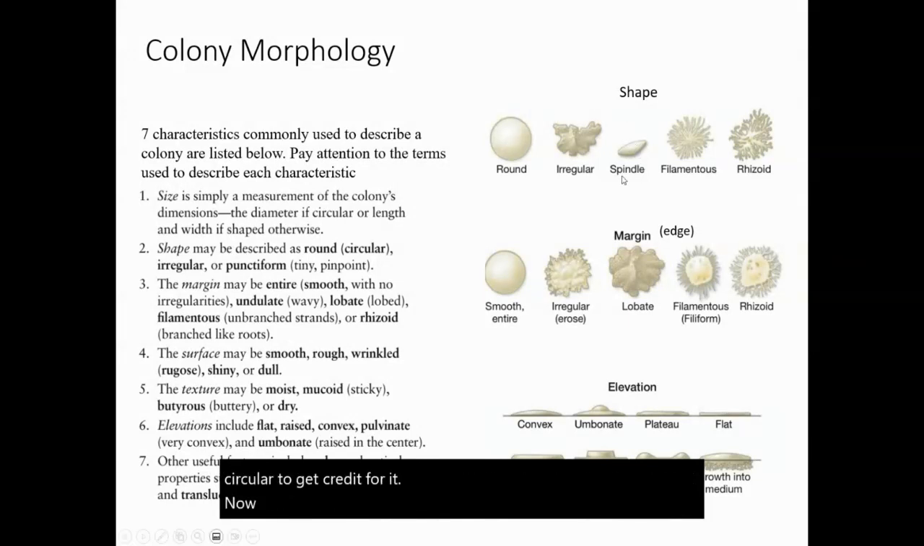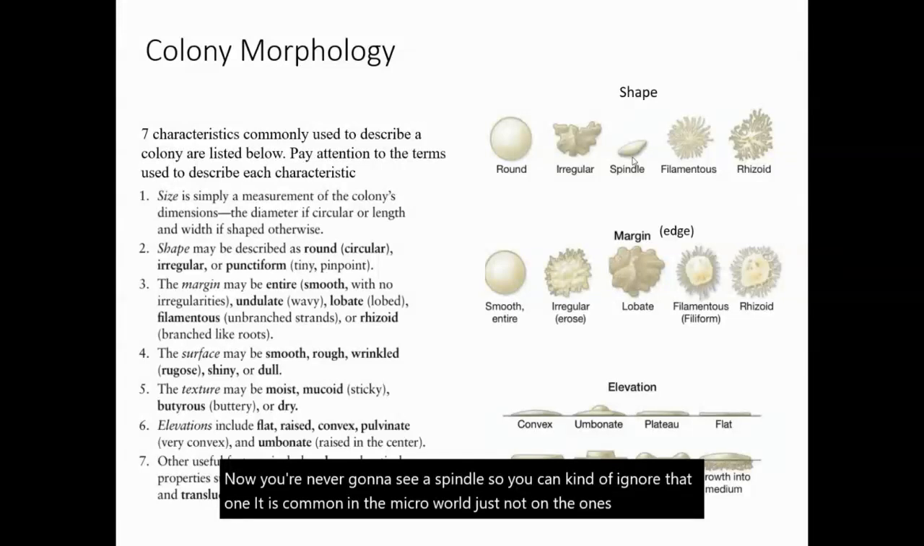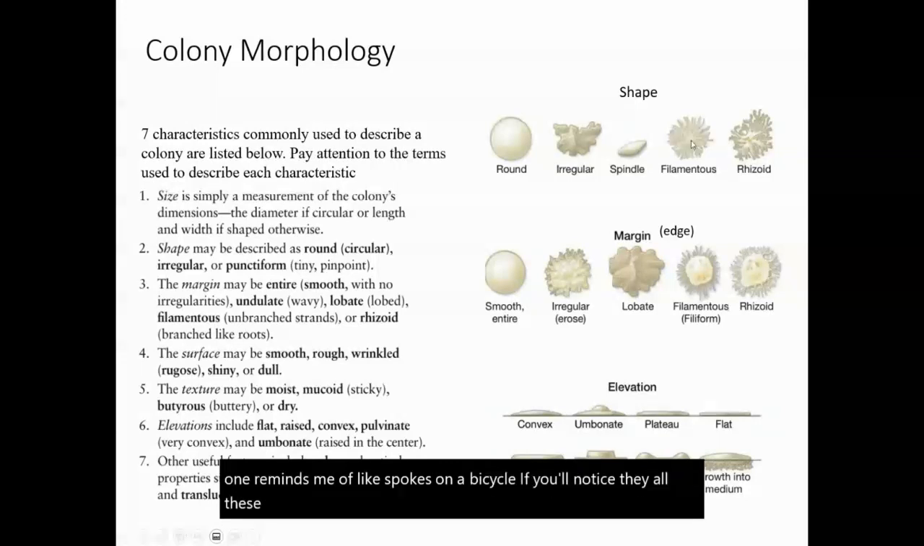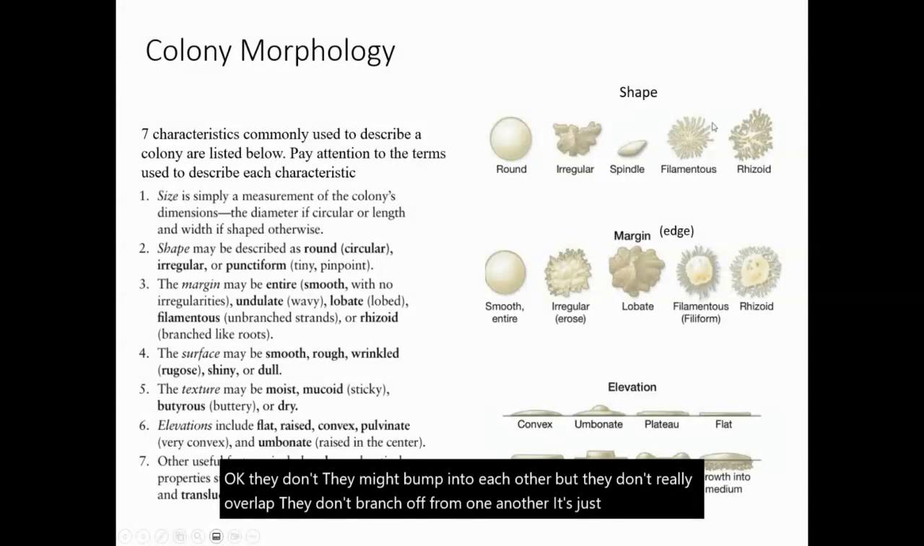Now, you're never going to see a spindle, so you can kind of ignore that one. It is common in the micro world, just not on the ones we'll talk about. I'm going to come back to irregular. Let's look at filamentous. So this one reminds me of spokes on a bicycle. If you'll notice, all these little lines meet in the middle, okay? And each of these radiate outwards, okay? They might bump into each other, but they don't really overlap. They don't branch off from one another. Okay? It's just they start in the middle and each little line radiates outward. That's filamentous.